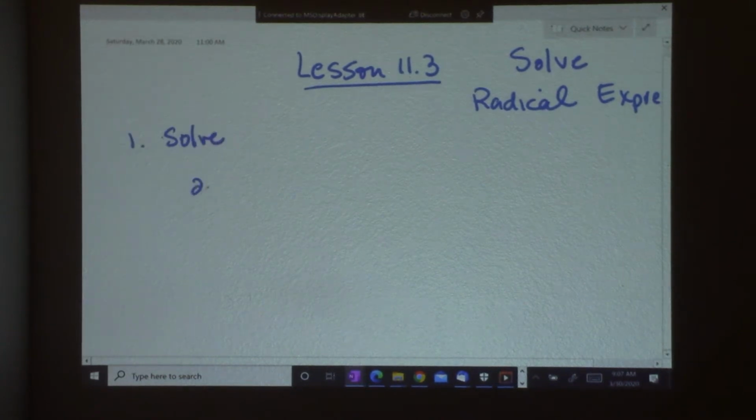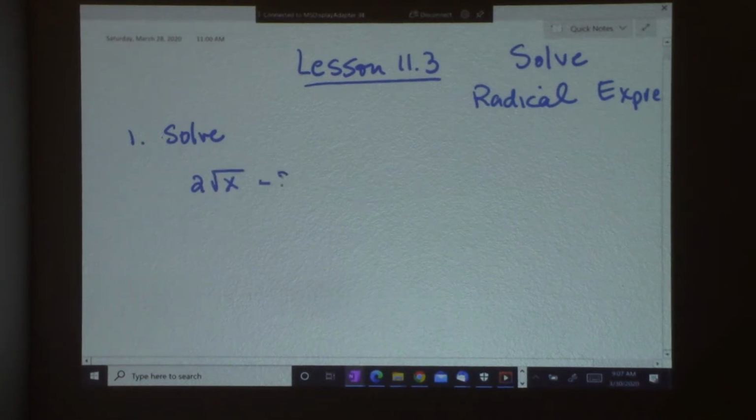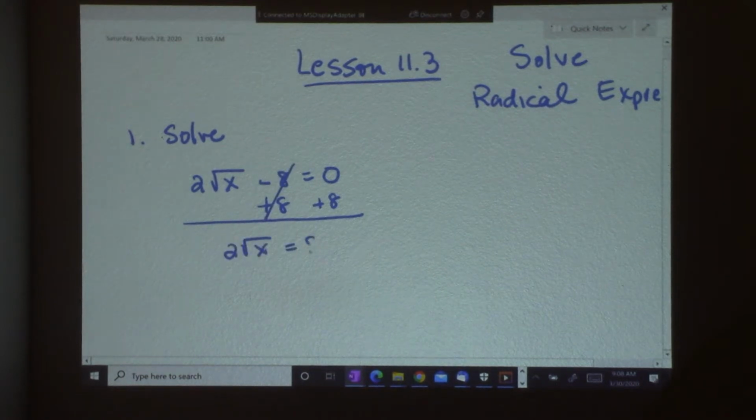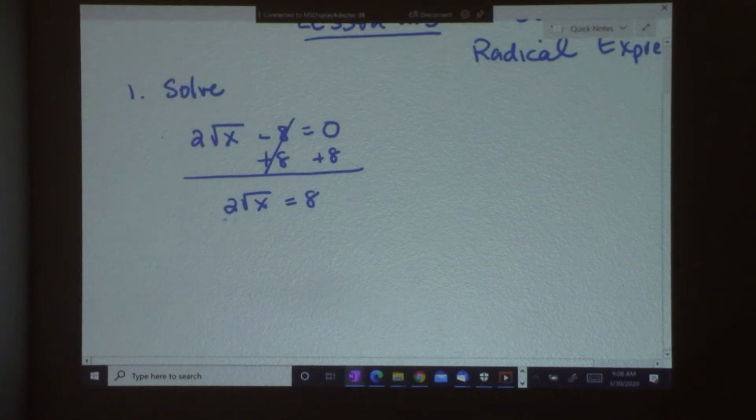Solve 2 square root of x minus 8 equals 0. Okay, so what we're going to do is try to move everything away from the x, and then we'll deal with the x by itself. So that's like all the other problems that we have. The first thing I'm going to do is add 8 to both sides. These cancel. 2 rad x equals 8. Now I'm going to divide by 2, and I get the square root of x equals 4.